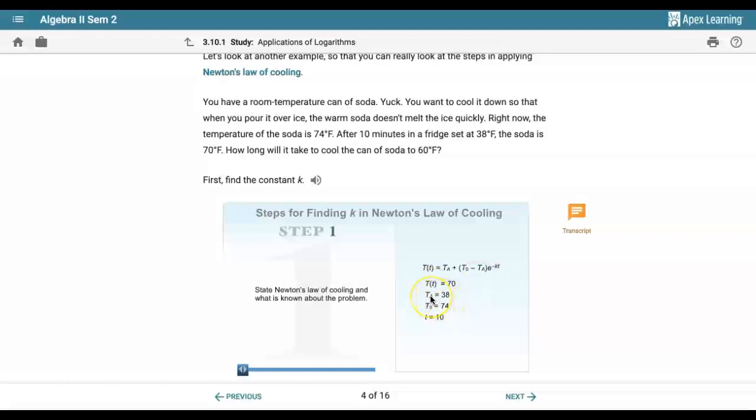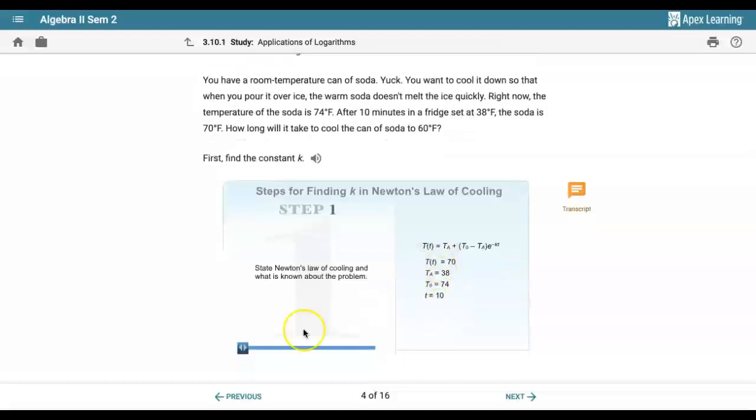So our initial temperature here, our T0, was 74, all right? We know that our room temperature for our fridge is 38, right? So that's TA, that's 38, all right? And we figured out that when T was equal to 10, right, 10 minutes, our output value, the temperature of our soda, was 70 degrees, okay? So we have a lot of good variables here, and that's obviously step one, okay?